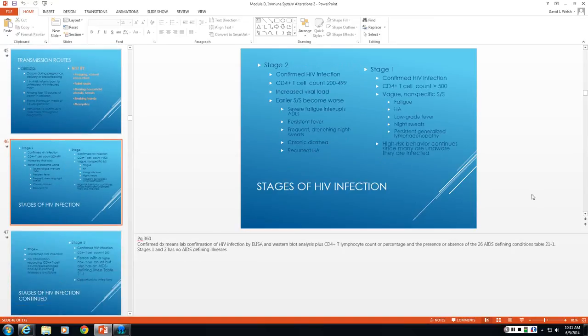So, let's look at the different stages of HIV infection. Stage 2 is basically confirmed HIV infection. The CD4 plus T cell count is 200 to 499. There's an increased viral load. There are earlier signs and symptoms that become worse.